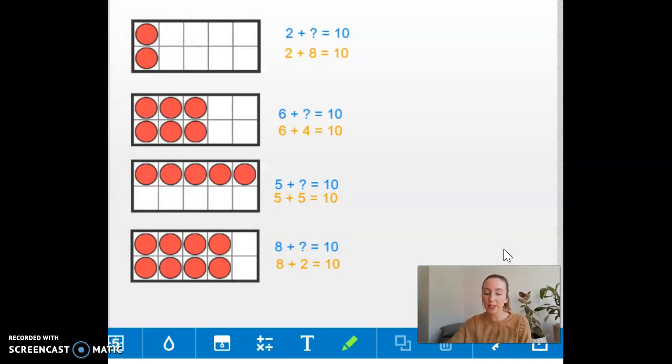So that's your first part of your activity today, looking at the missing numbers on that page. Remember to use the tens frames and the counters to help you. I want you to pause the video now, complete that activity, and then come back to me once you've finished that activity and we'll talk about what's happening next.